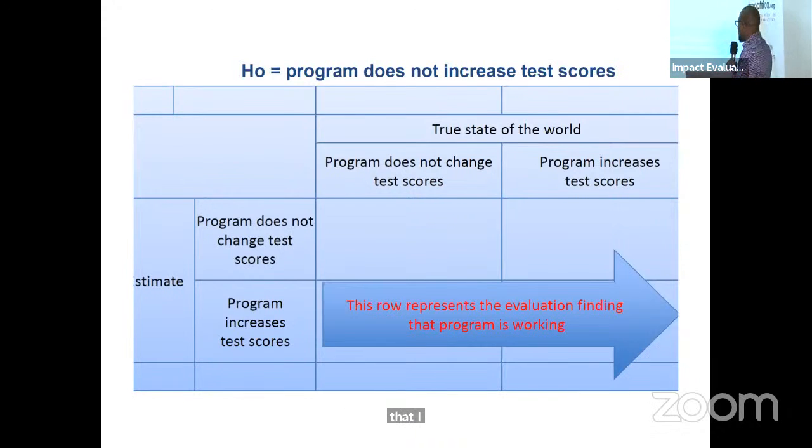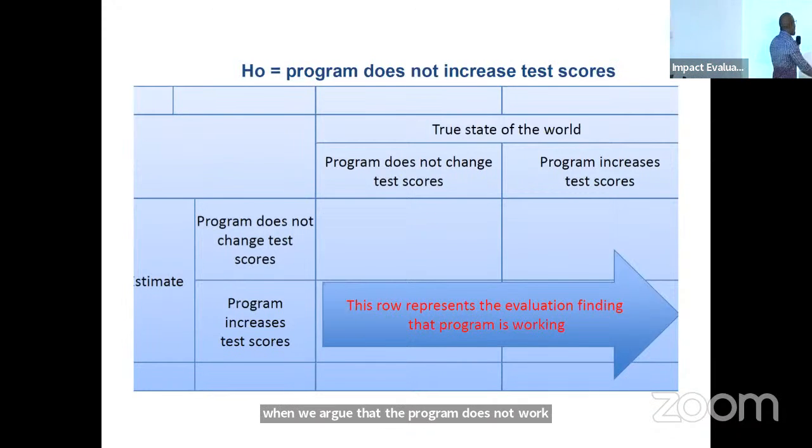False positive. So when do we have a false positive? When we argue that the program does not work, okay? While actually it's what?